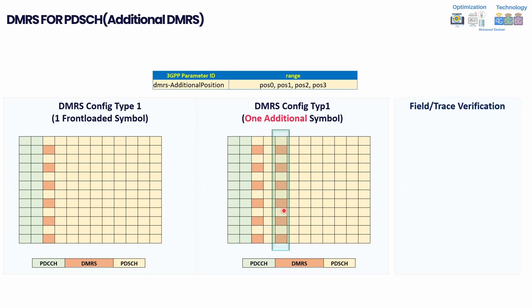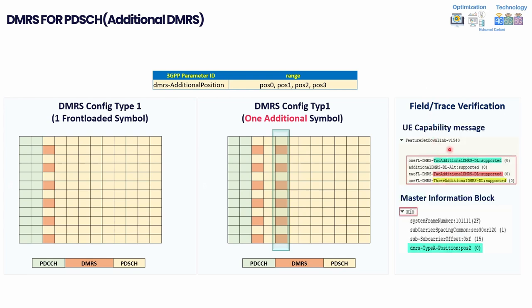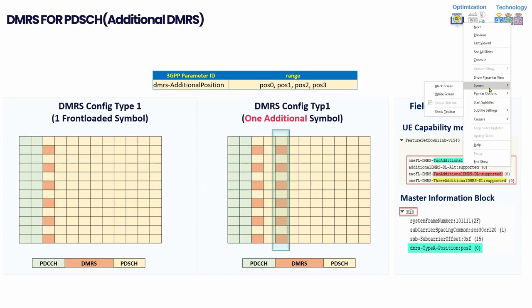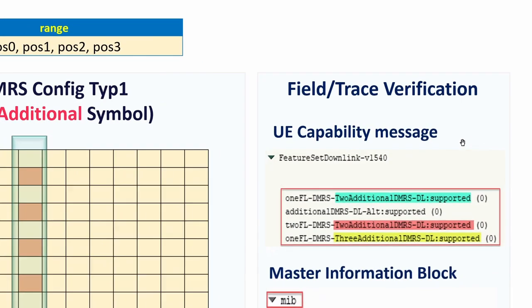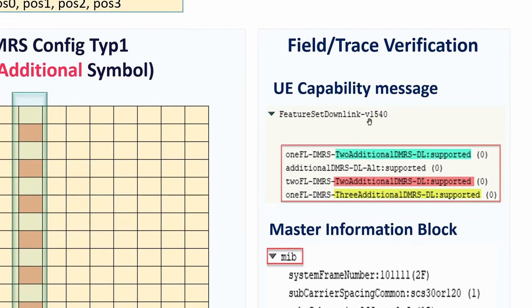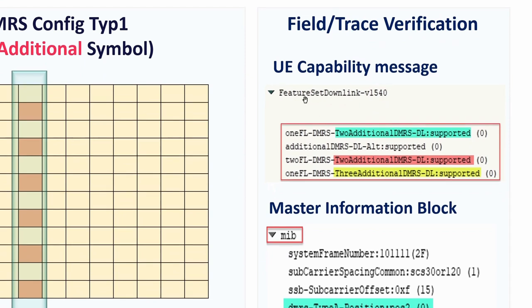And as the last part here, how to verify from the field or from trace verification. First, you need to check the UE capability because this relies on UE capability. Not all UEs can support additional symbols. Let me zoom in on this part. Zooming in here, you can see this UE capability message. Under the UE capability message, you can find something called feature set downlink.